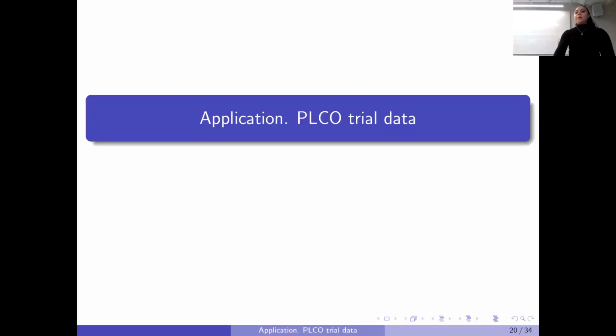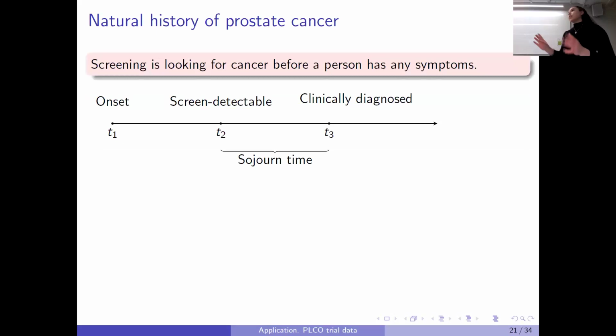Right. So now I'm going to be talking about the PLCO trial data. This is focused on prostate cancer, and PLCO stands for prostate, lung, colorectal, and ovarian cancer. This was a very large randomized controlled trial conducted by the National Cancer Institute back in 1993. Before going through the model and what I've done and what I'm aiming for, I really want to spend some time describing the process and the clinical details, what we mean by screening and by the natural history of prostate cancer.